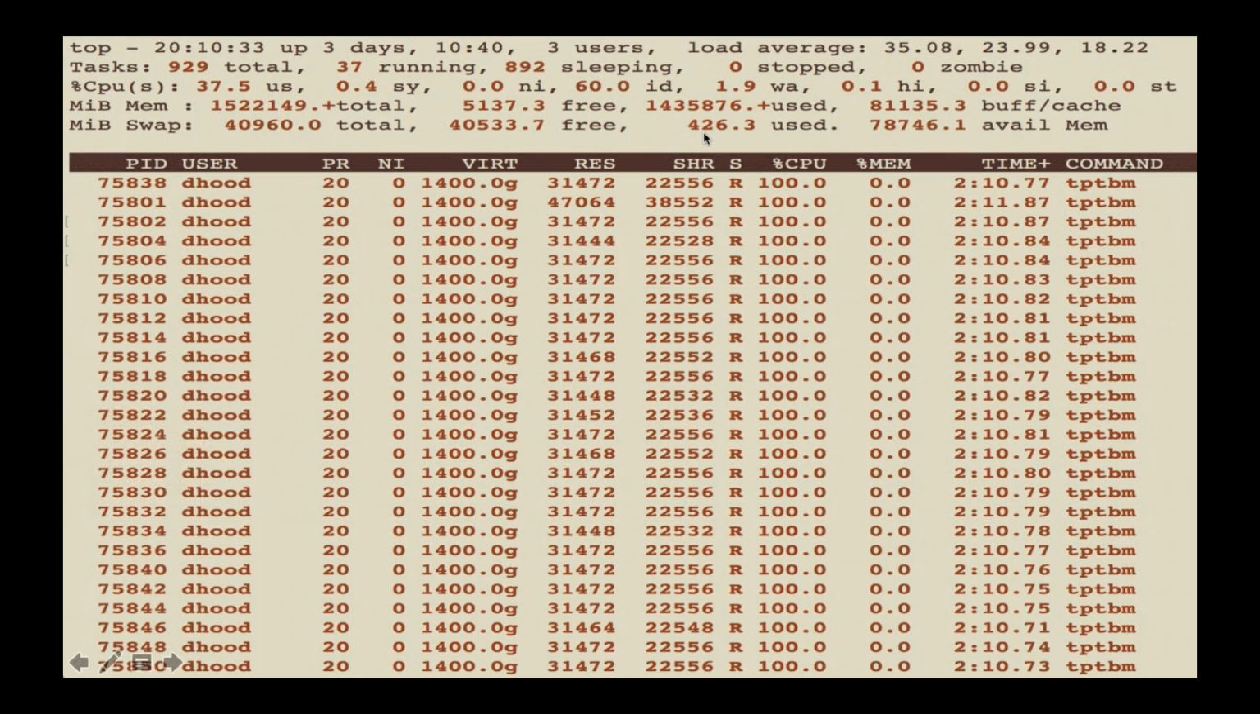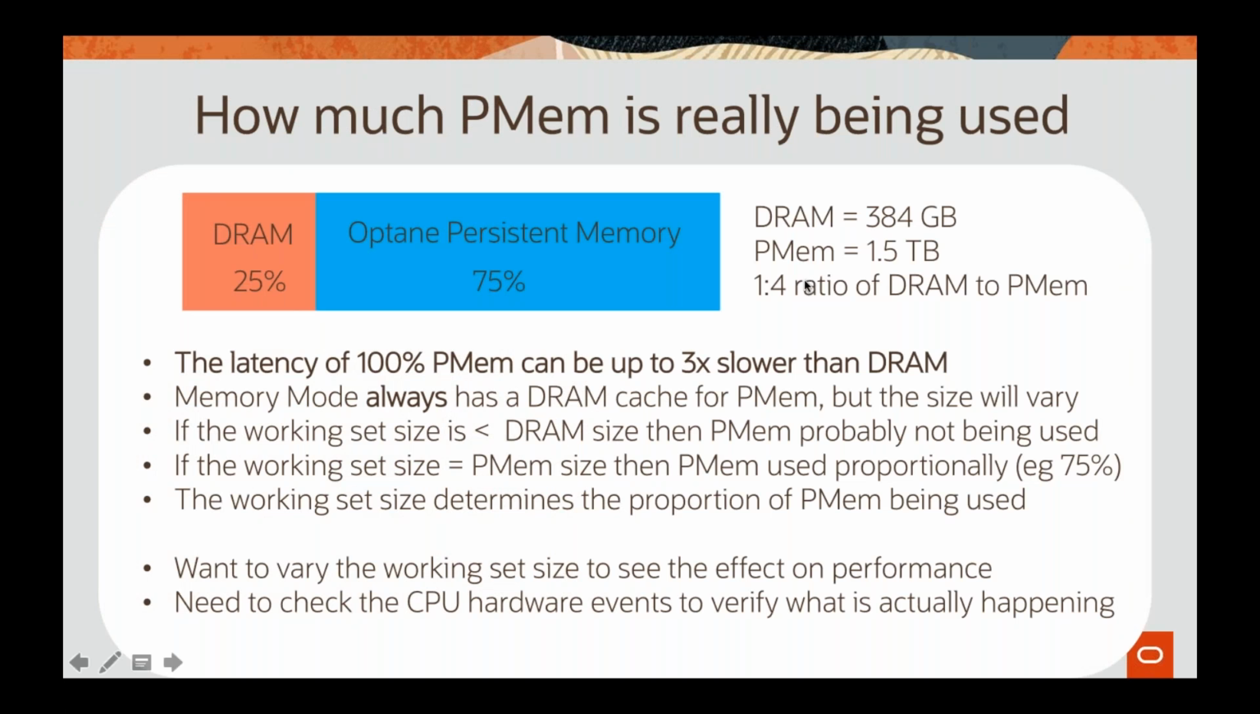There was a little bit of swap going on. I'll talk about that. There's a little bit of CPU wait. I'll talk about that. Fundamentally, you have to ask yourself, how much PMEM is actually being used? If you're doing app direct mode, you explicitly say this pointer is accessing persistent memory and this pointer is accessing DRAM, so you're in control.